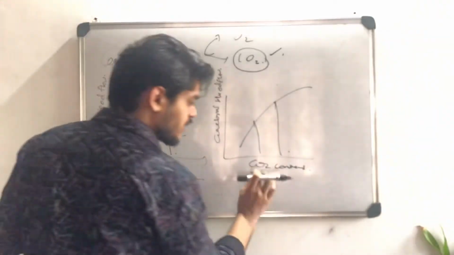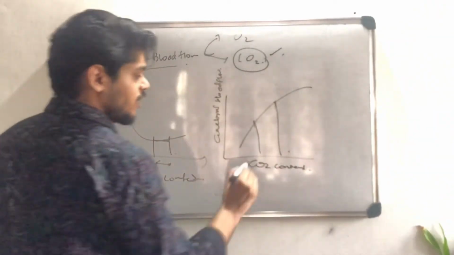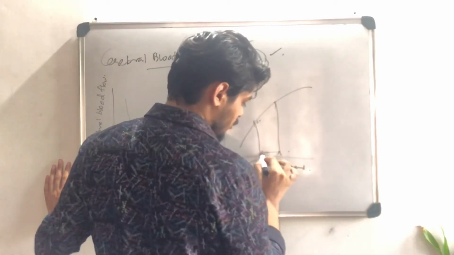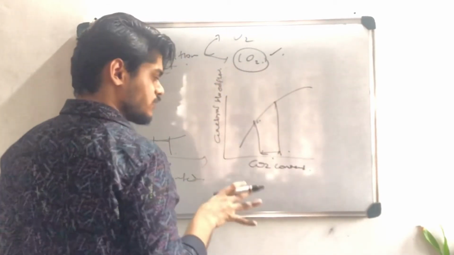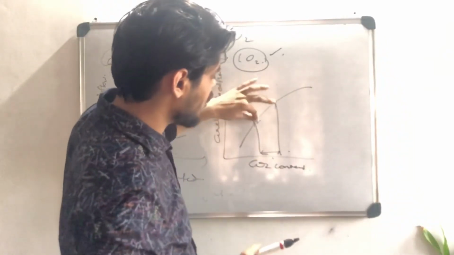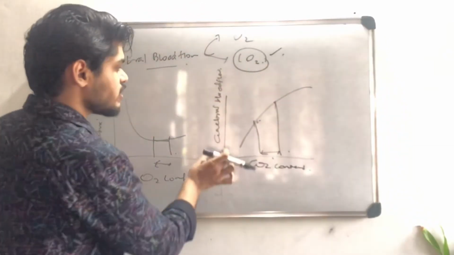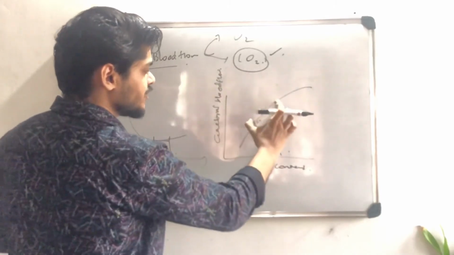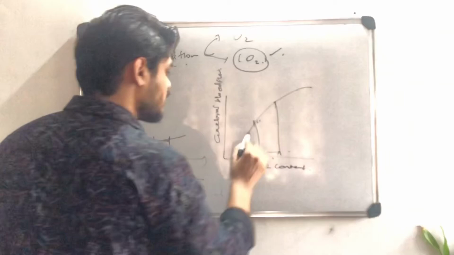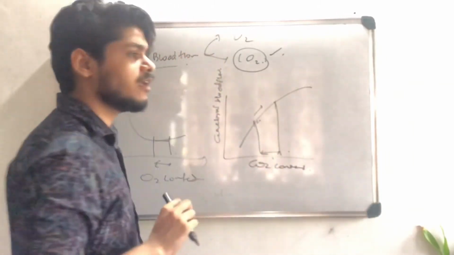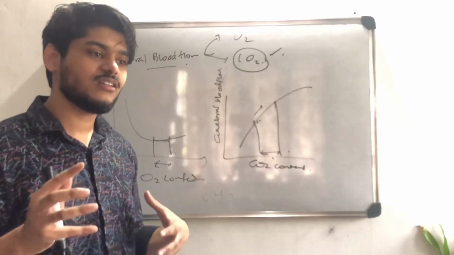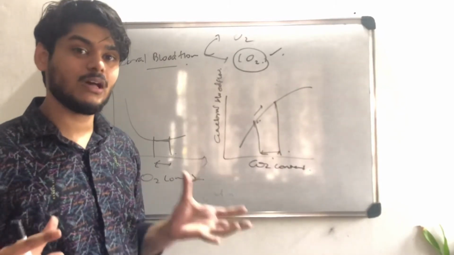But it's not like that for carbon dioxide content. See, this is the normal range, but if you increase or decrease the carbon dioxide, there is a huge change in the cerebral blood flow. If you are increasing the carbon dioxide, that means there is some high energy requirement.